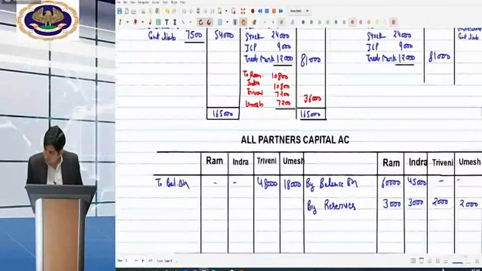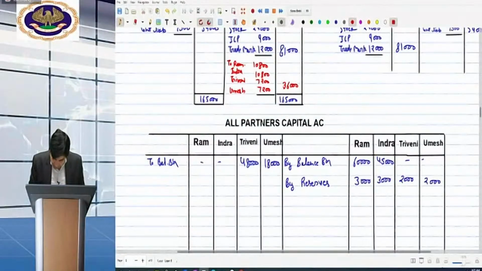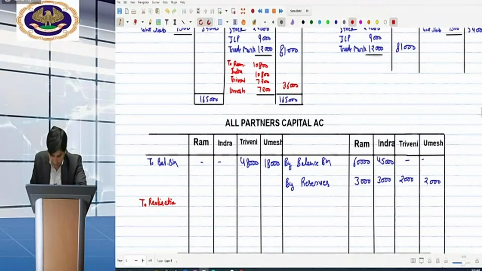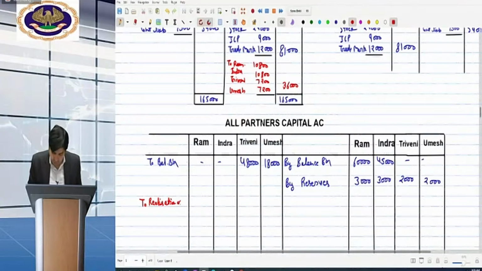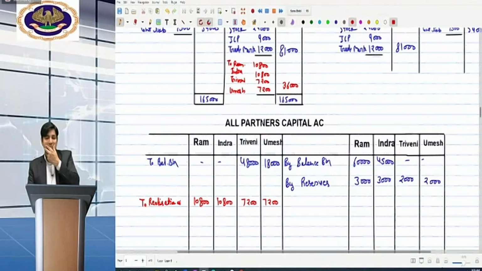So we are posting there. Remember, in the earlier question, there was no loss on realization. Here there is a realization loss. Realization account for loss, the amount is 10,800, 10,800, 7,200, 7,200.